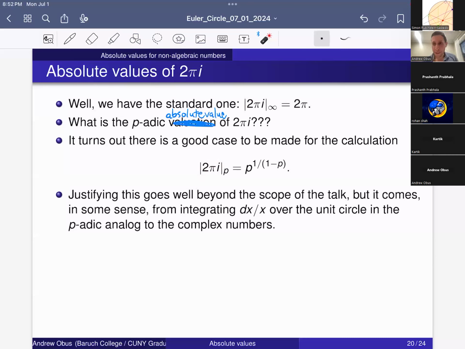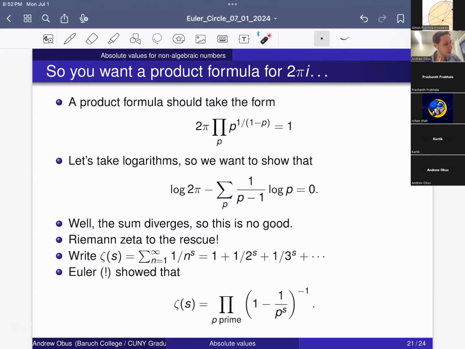So now we want a product formula. So we have to somehow multiply all these things together. A product formula should be something like, well, if we take the Archimedean absolute value, that was just the standard one, that was 2 pi, and then we multiply all of the non-Archimedean absolute values, that's p to the 1 over 1 minus p, somehow we should be able to take this infinite product and get 1. And now we're in some trouble, right? Because this product is not one of these easy ones we had before where all but finitely many terms were 1 and you just had to do a finite product. Here, you've got infinitely many terms that are not 1. None of these terms are 1, right?